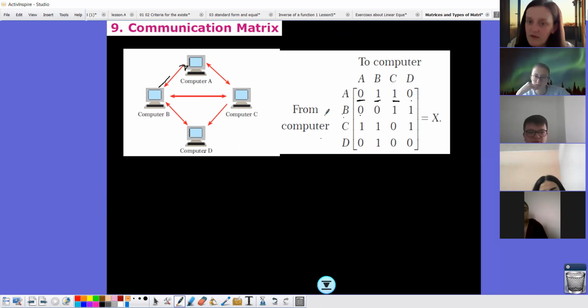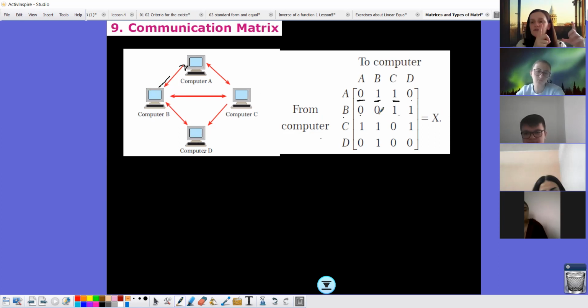From B to A, backwards, there is no connection, so 0. From B to B, no. From B to C, yes, 1. And from B to D, again yes, 1. So you are forming this matrix in this way. A connection will be given here and you will write it as a matrix. This is the communication matrix.